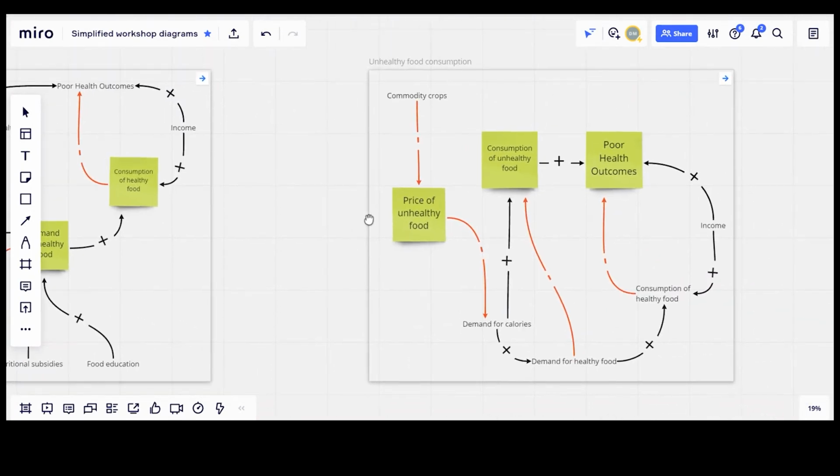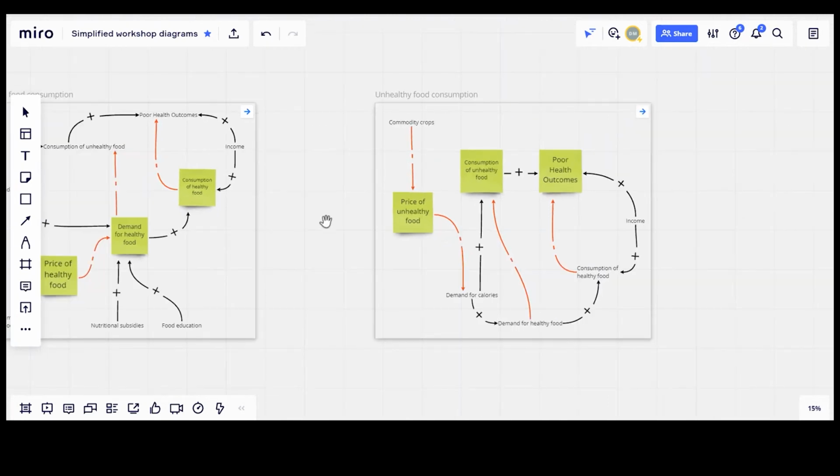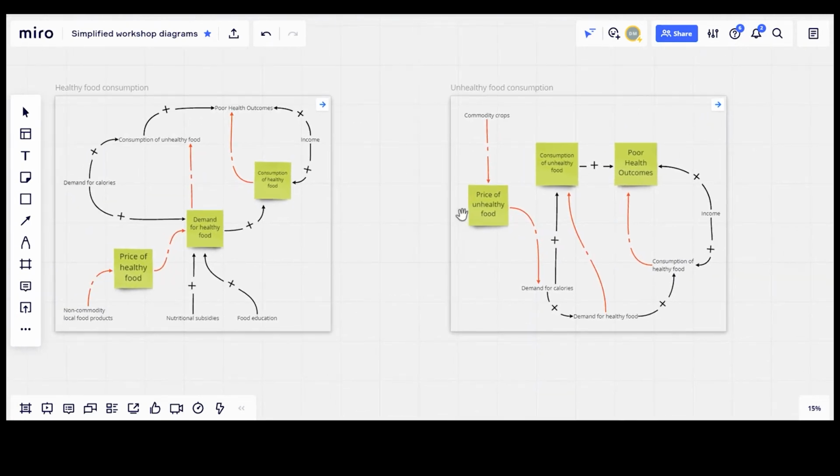When the production of commodity crops is high, their prices remain low relative to produce. As prices go up, demand tends to go down. So if produce is more expensive than corn-derived foods, then demand will remain higher for unhealthy foods. Less consumption of produce and other nutritionally dense foods leads to worse health outcomes.